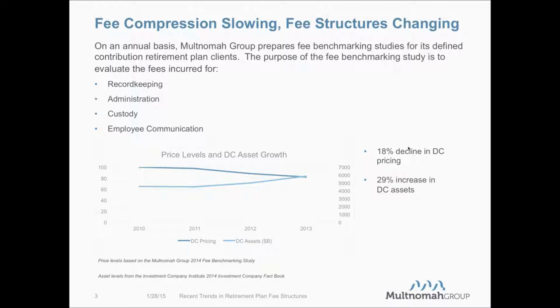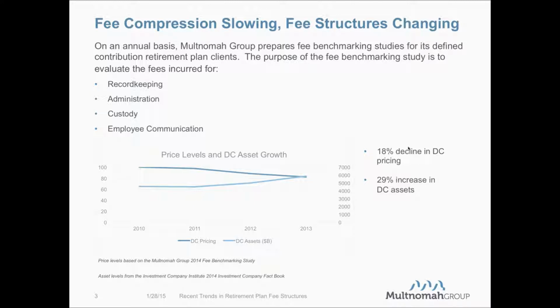When we do that, we're really benchmarking the fees associated with 4 critical services. Record keeping, so maintenance of defined contribution account balances and trading records for participants. Administration, which tends to be the technical filing aspects of defined contribution plans. Custody, the actual possession of plan assets, and the employee communication process. Because that employee communication process for many of our clients tends to come from the service provider on the record keeping and administration side.